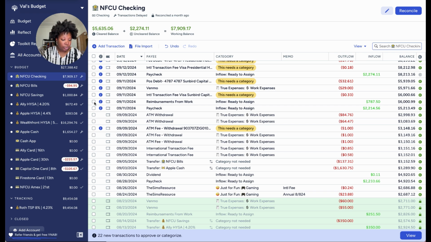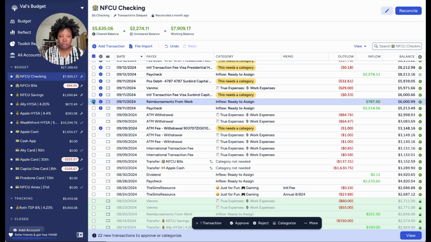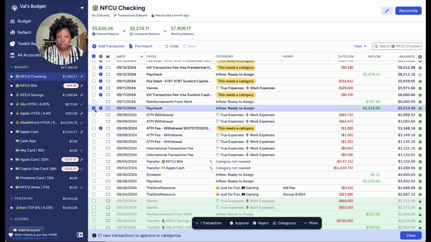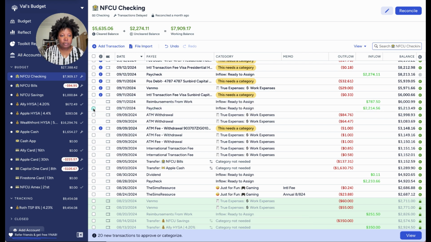Now we're going to September 11th. I got my paycheck as well as my work reimbursement. The work reimbursement was $787.50, which does match, so we can approve this one. And then we have my paycheck for $2,214.56. This one here, and that is correct.